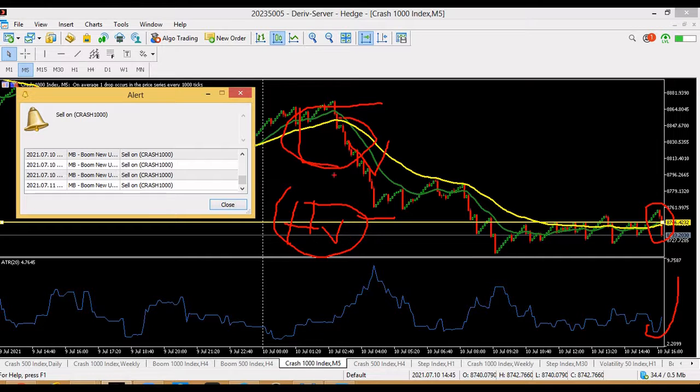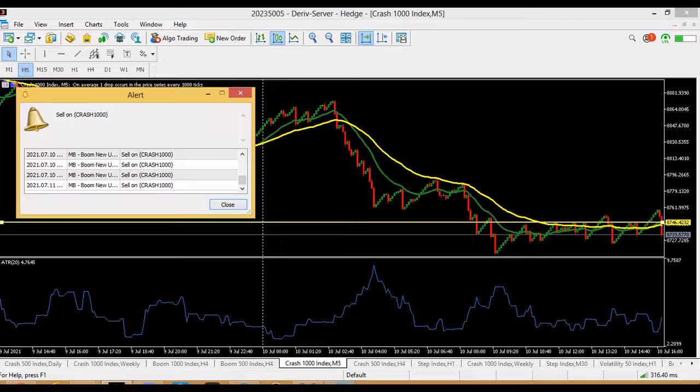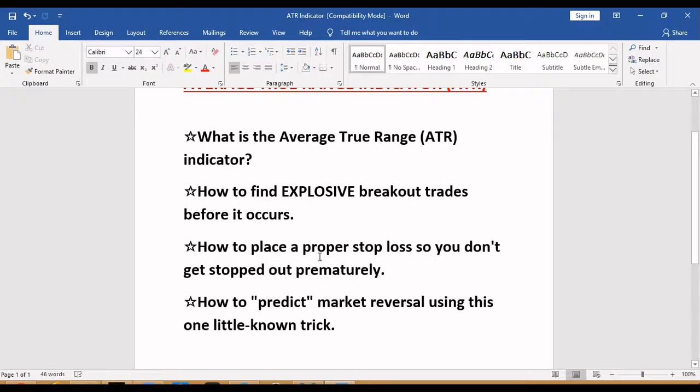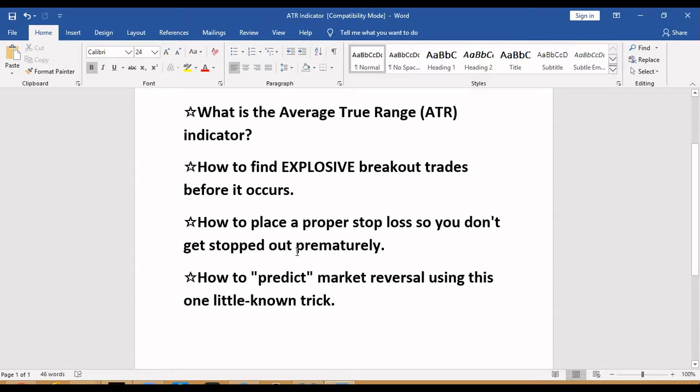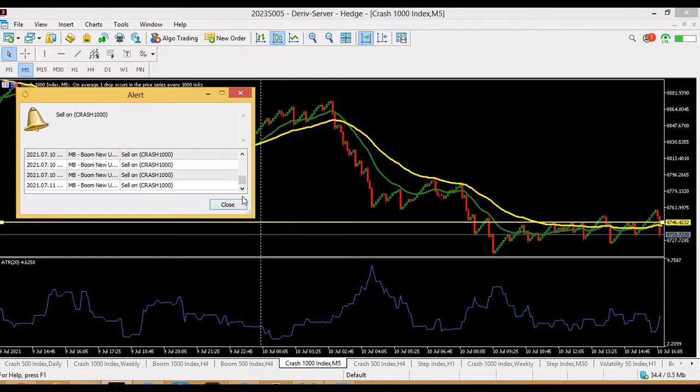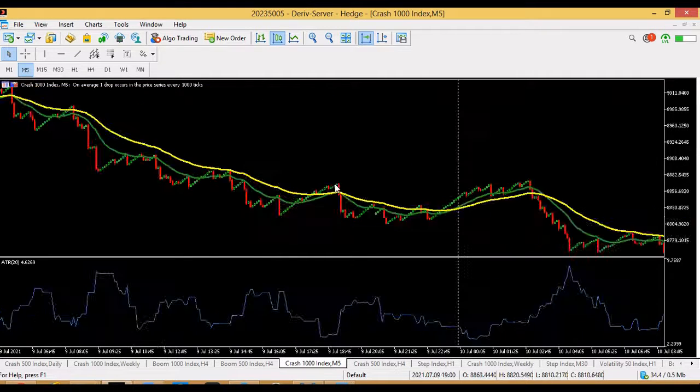The next one is what we are going to, second to the last, after we place a proper stop loss. And the last trick, how to predict market reversals using ATR. So now let me go down and explain something to you, because I love this average true range, and that's the reason I want to share all this information with you.